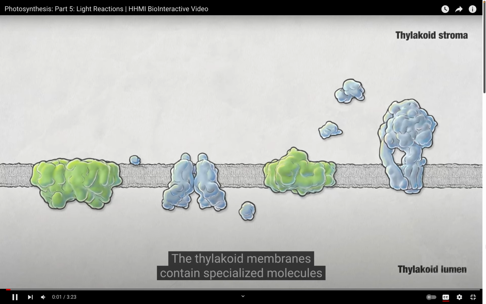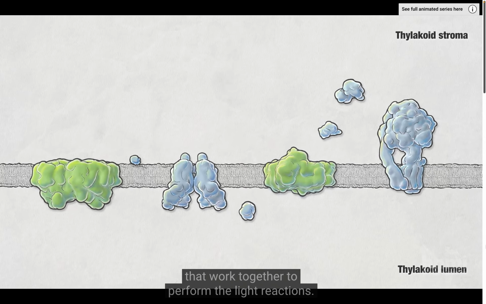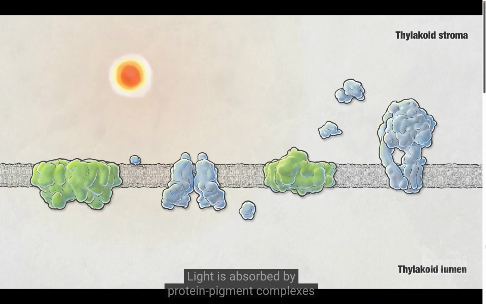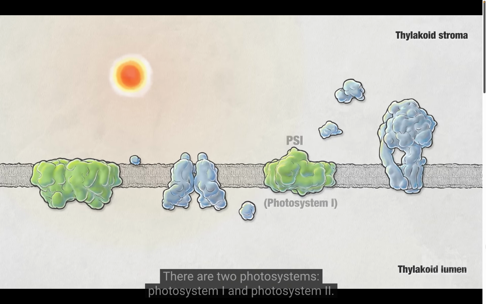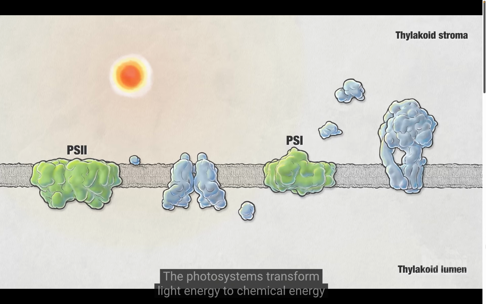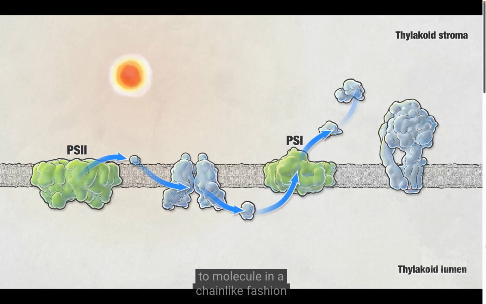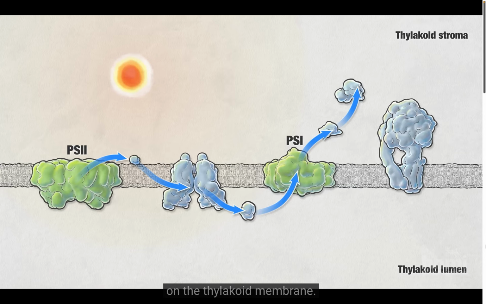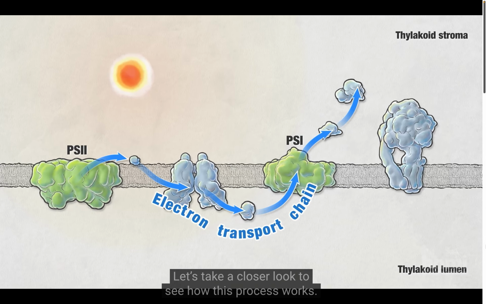The thylakoid membranes contain specialized molecules that work together to perform the light reactions. Light is absorbed by protein pigment complexes called photosystems. There are 2 photosystems, photosystem 1 and photosystem 2. The photosystems transform light energy to chemical energy by exciting and then shuttling electrons from molecule to molecule in a chain-like fashion on the thylakoid membrane. This process is called an electron transport chain.